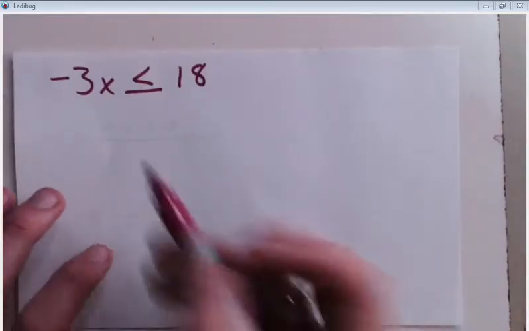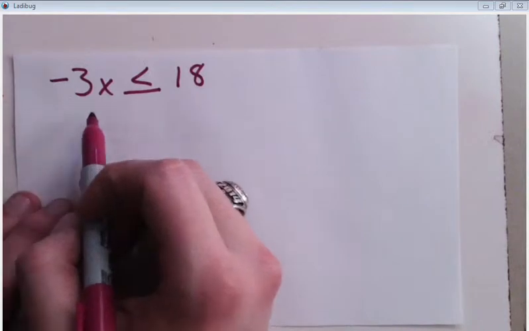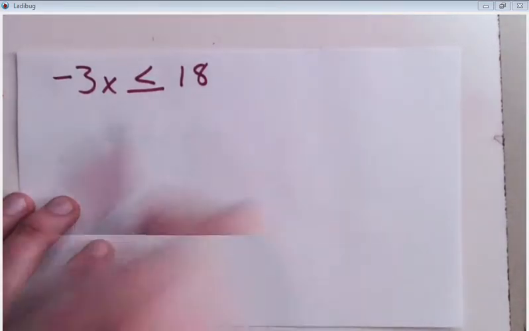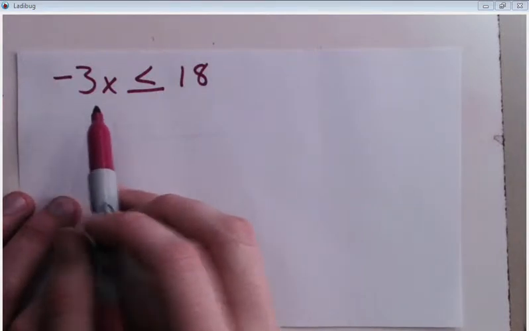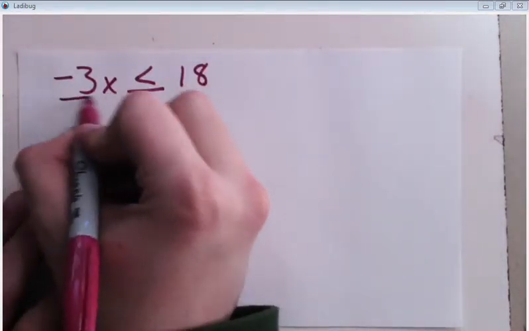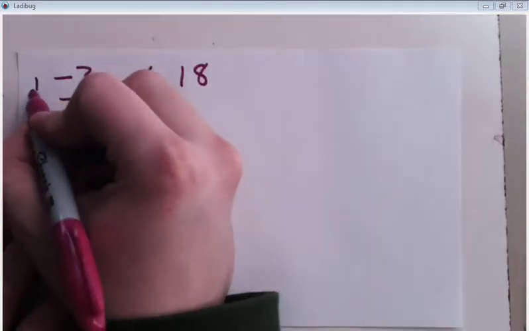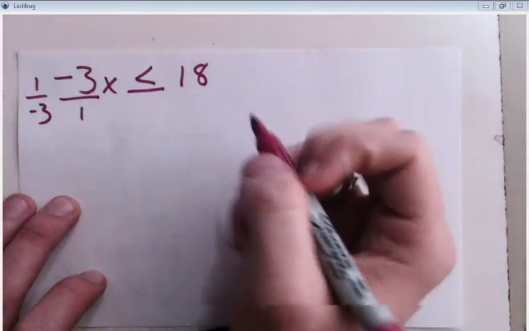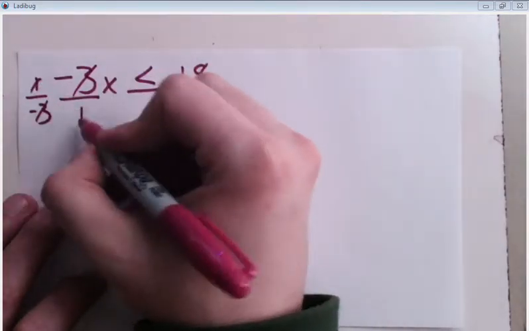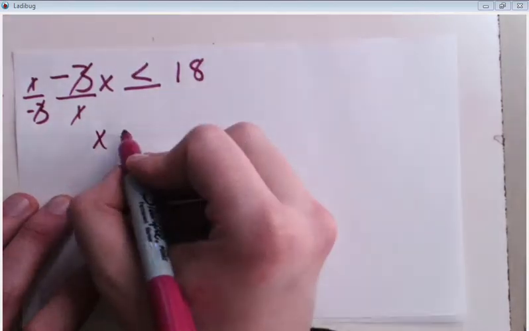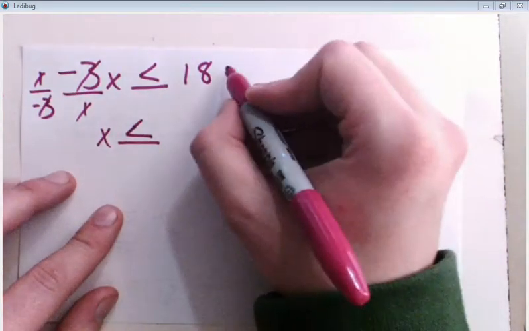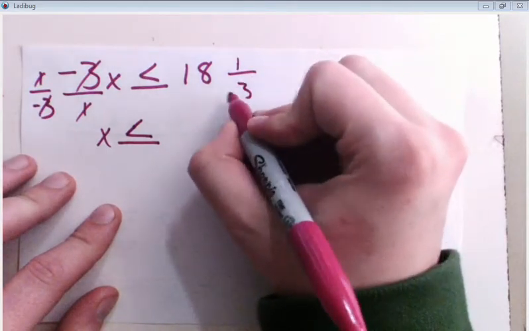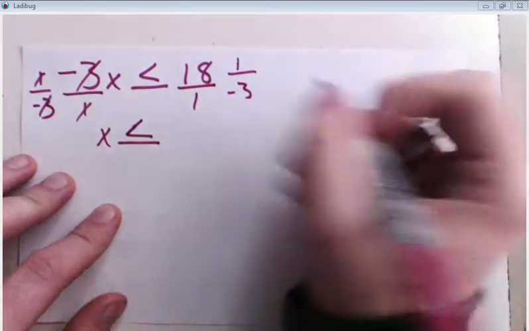All right, so let's check out this example. So we've got negative 3x is less than or equal to 18. So I now know that I am multiplying again, so I've got to multiply by my reciprocal. So I'm going to put negative 3 over 1 and then make this 1 over negative 3. These will cancel out. I'm left with x is less than or equal to 18, but I've also got to multiply this by 1 over negative 3, so put 18 over 1.